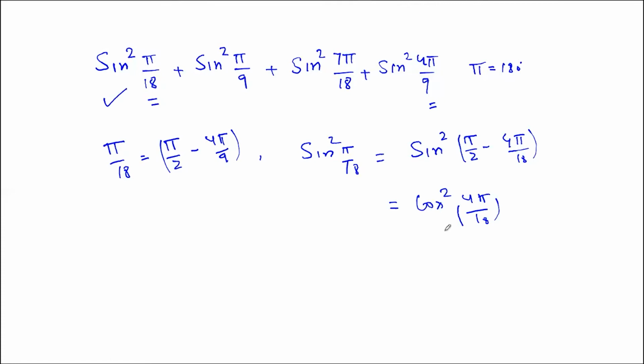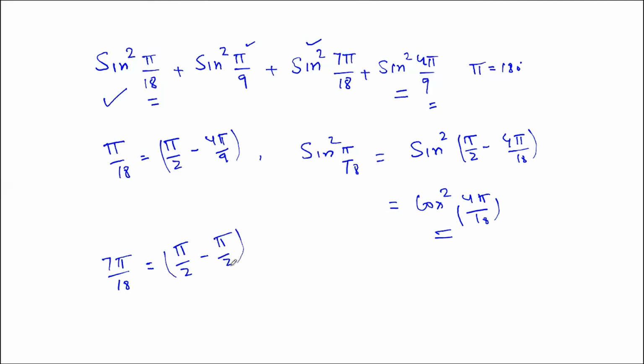The best way, right? So this term is converting into cos square theta. And we know that cos square theta plus sine square theta is nothing but 1 only. So look into these two: sine square pi by 9, sine square 7 pi by 18, right? If you want to convert this 7 pi by 18, we can write this as pi by 2 minus pi by 9.